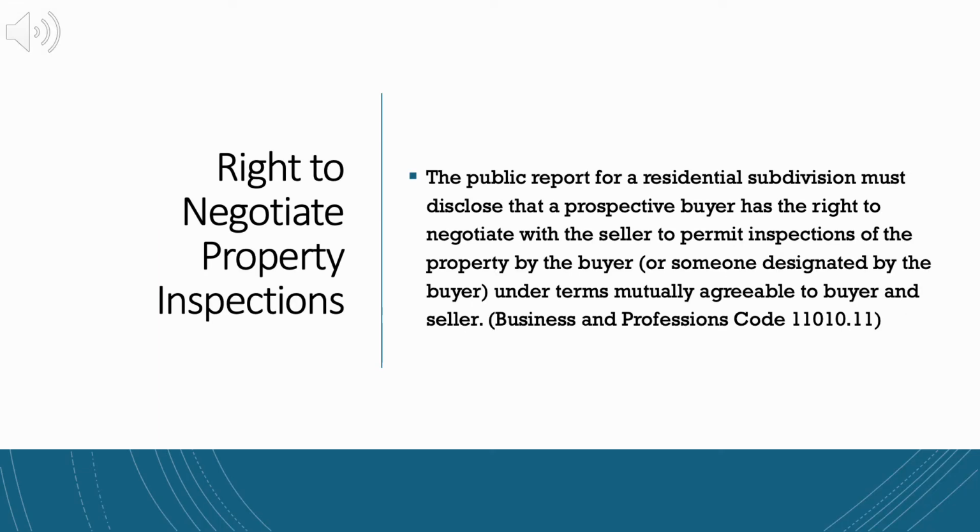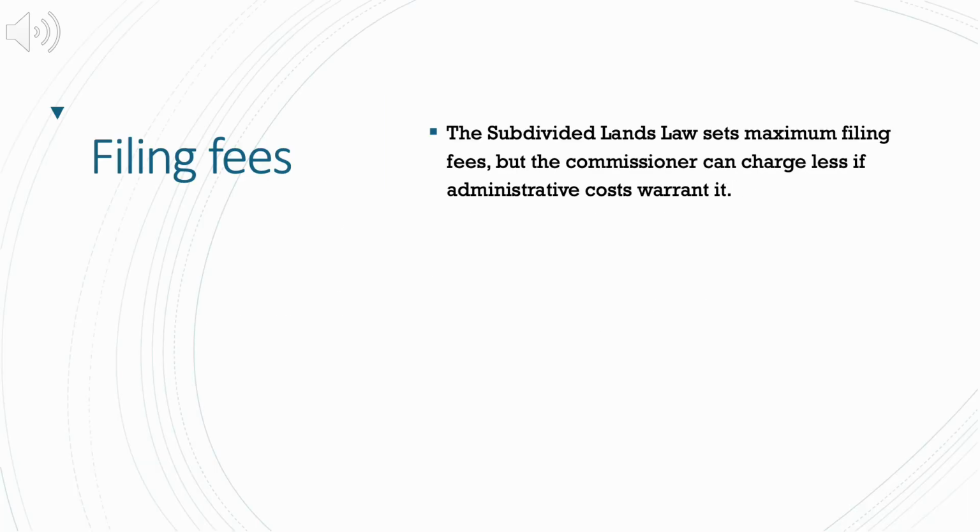Right to negotiate property inspections. The public report for a residential subdivision must disclose that a prospective buyer has the right to negotiate with the seller to permit inspections of the property by the buyer, or someone designated by the buyer under terms mutually agreeable to buyer and seller. Business and Professions Code 11010.11. Filing fees. The Subdivided Lands Law sets maximum filing fees, but the Commissioner can charge less if administrative costs warrant it.